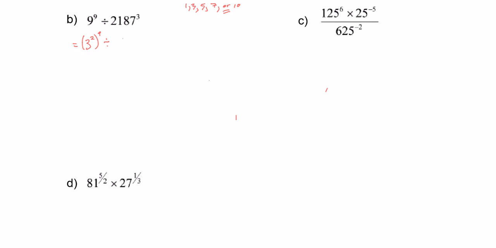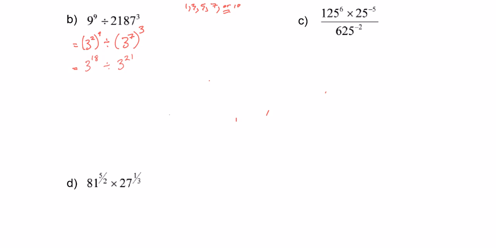You find out that 3 to the 7 is 2,187, and then we raise that to the power of 3. So now we have to use the power of a power rule to combine the two sets of exponents. So we get 3 to the 18 divided by 3 to the 21.